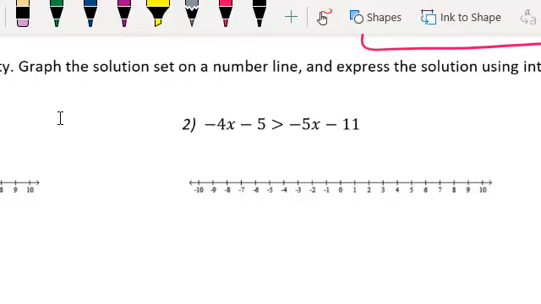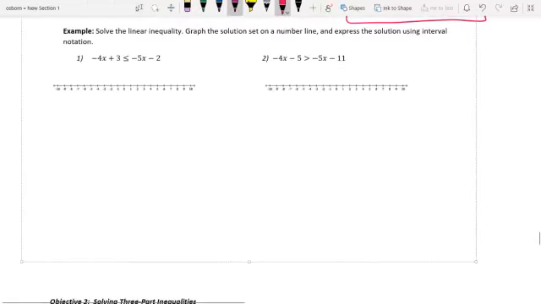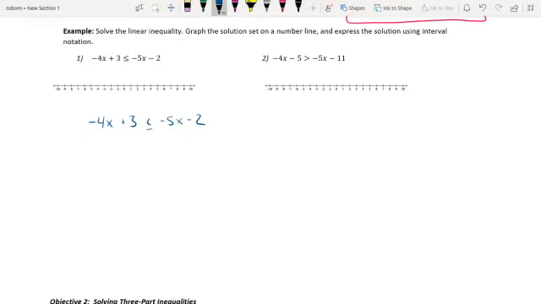So the next set of example questions asks to solve the linear inequality once again, but this time you're going to graph the solution set on a number line and express the solution using interval notation. Just like before, I'll go ahead and rewrite the inequality. You've got negative 4x plus 3 is less than or equal to negative 5x minus 2. First thing I'm going to do is move everything with an x to one side. So I'll add 5x to both sides. That gives me x plus 3 is less than or equal to negative 2. I'll subtract 3 from both sides and get x is less than or equal to negative 5.